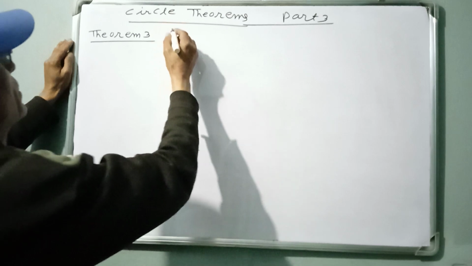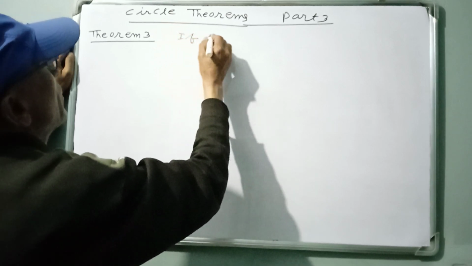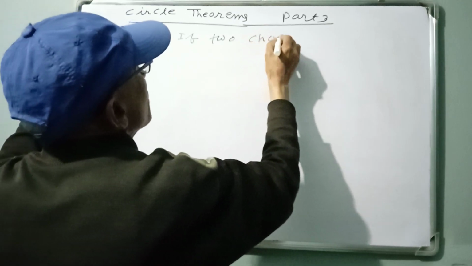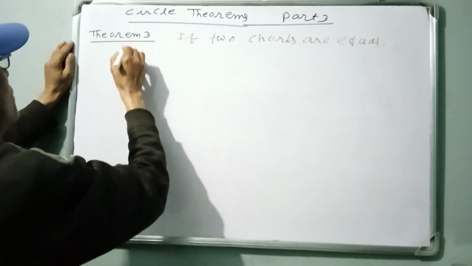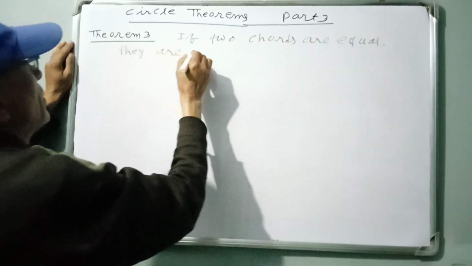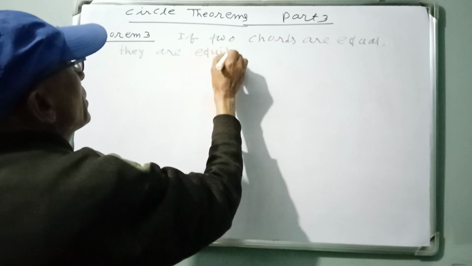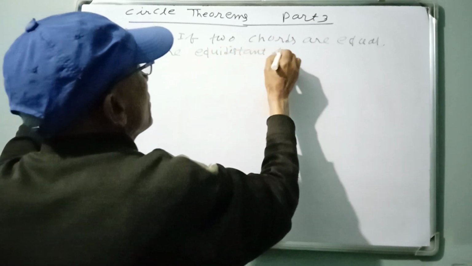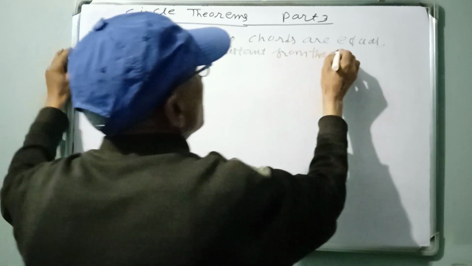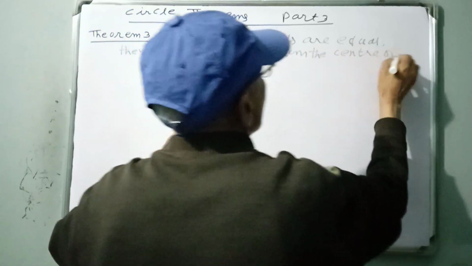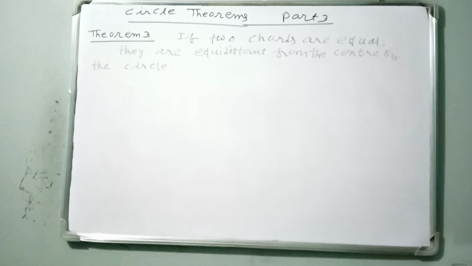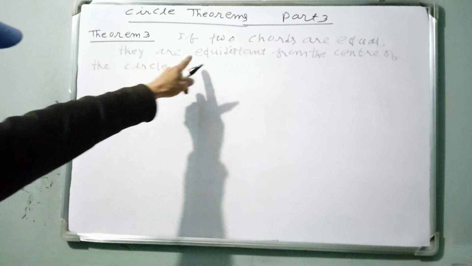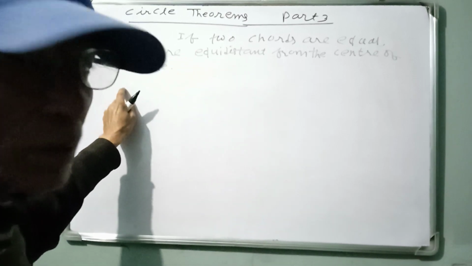Theorem number 3 is: if two chords are equal, they are equidistant from the center of the circle. What does it mean? What is the meaning of this sentence? If two chords are equal, then they are equidistant from the center of the circle.